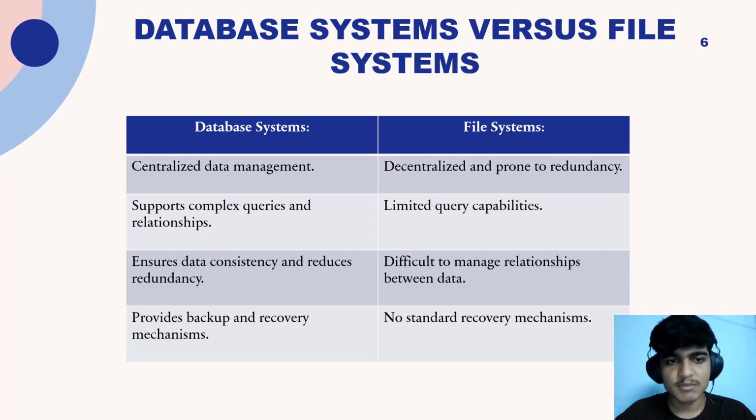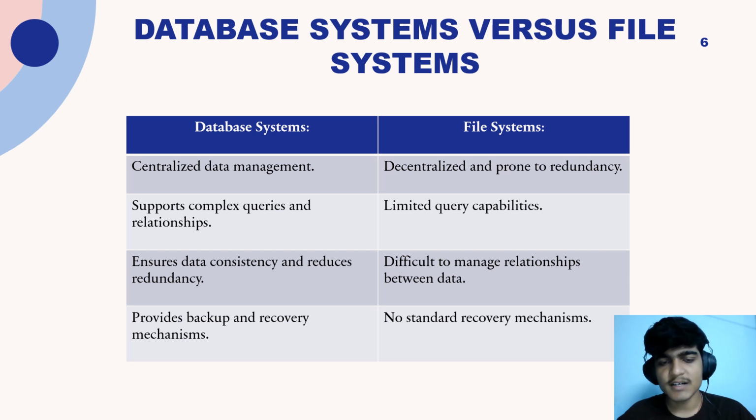So database systems provide centralized data management. All the data is governed by a central entity and is centralized, while file systems are decentralized and prone to redundancy. So there is a chance of redundancy in file system. That means many things can be repeated in file system, but database management systems ensure that there is no repeatability.